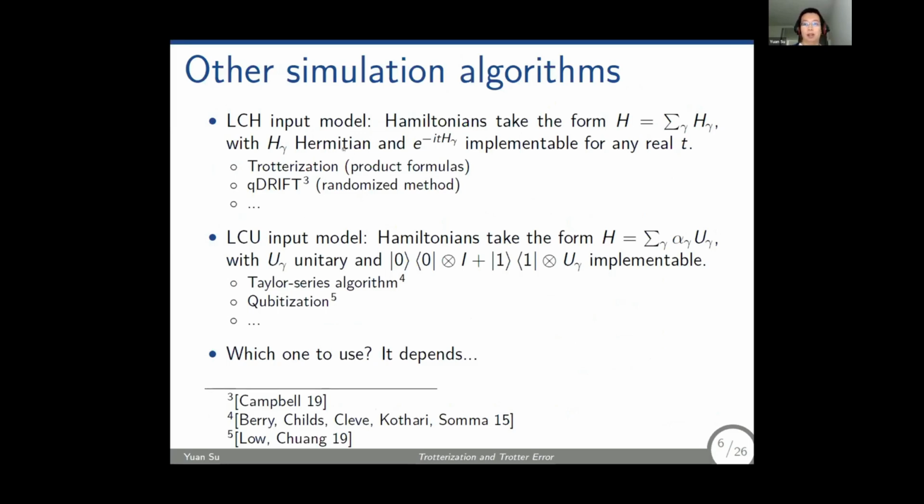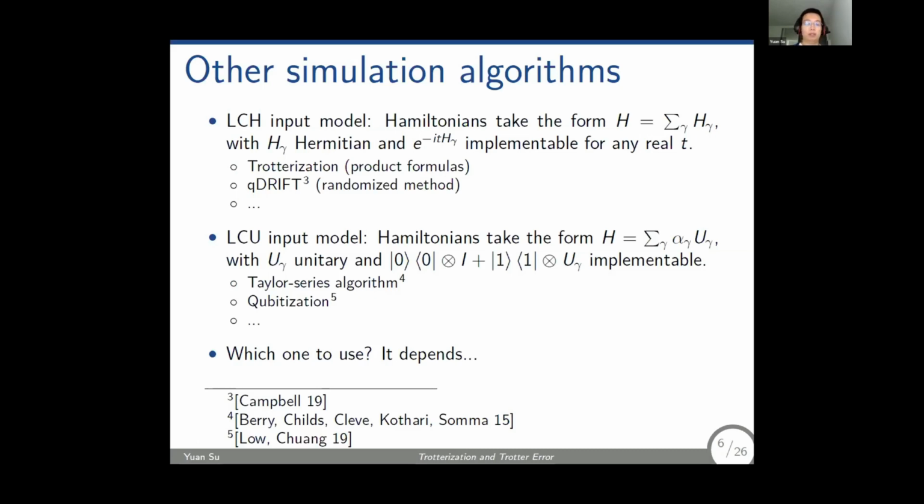So for example, there's a common model, I usually call it the LCH model. In this case, the Hamiltonian is given as a linear combination of terms, and each term can be directly exponentiated on a quantum computer. So we have already seen an example of an algorithm in this model. It's this Trotter algorithm or product formula, whatever you like. But there are also some other quantum algorithms that can work pretty well in this model. For example, there's this randomized method developed by Earl Campbell called qDRIFT that also works pretty well in this model.